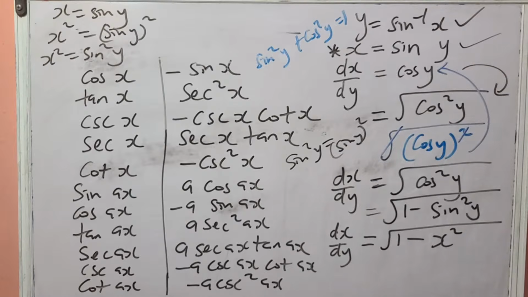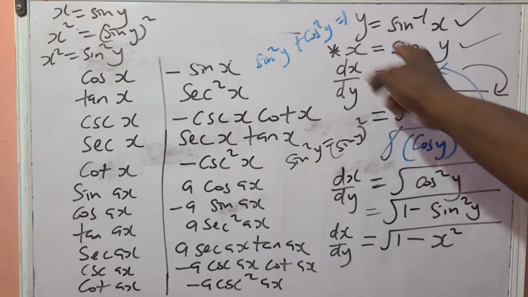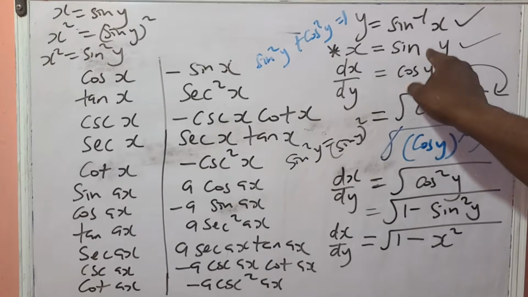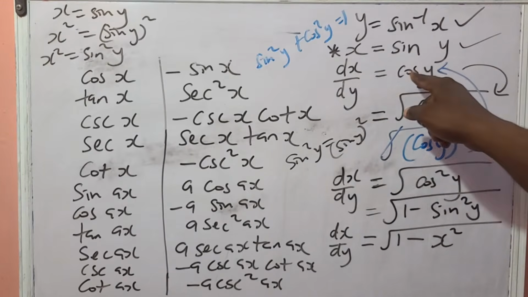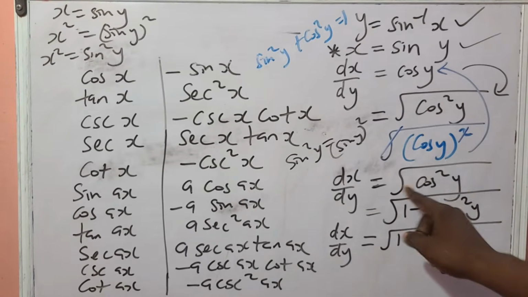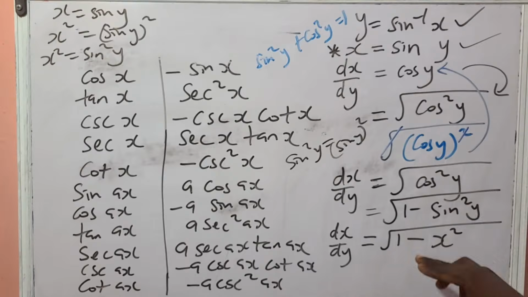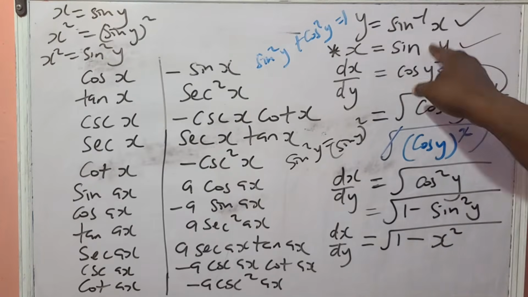Now, dx over dy, of course, because I knew from my identities that differentiating sine y will give me cos y. Now, for dx over dy, instead of writing cos y, I went on to write it as the square root of cos square y. Instead of writing cos square y, I went on to write it as 1 minus sine square y. Now, I remember that x was equal to sine y.